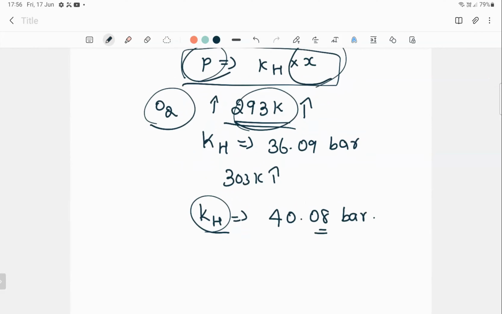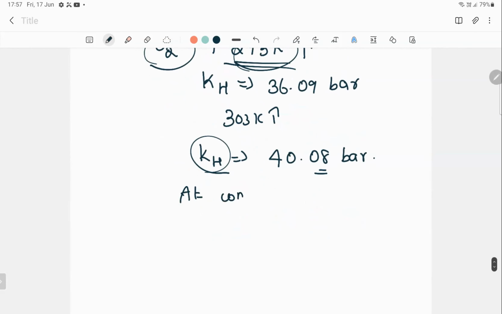Now at constant pressure, I'm keeping my pressure at a constant value. So KH is equal to P by X. If my pressure is constant and the Henry's law constant is increasing, then X is getting decreasing. Which is nothing but: if your temperature is increasing, your Henry's law constant is also increasing, which means your solubility is getting decreasing. Henry's law constant depends only on temperature. So if your temperature is increasing, your solubility is decreasing.